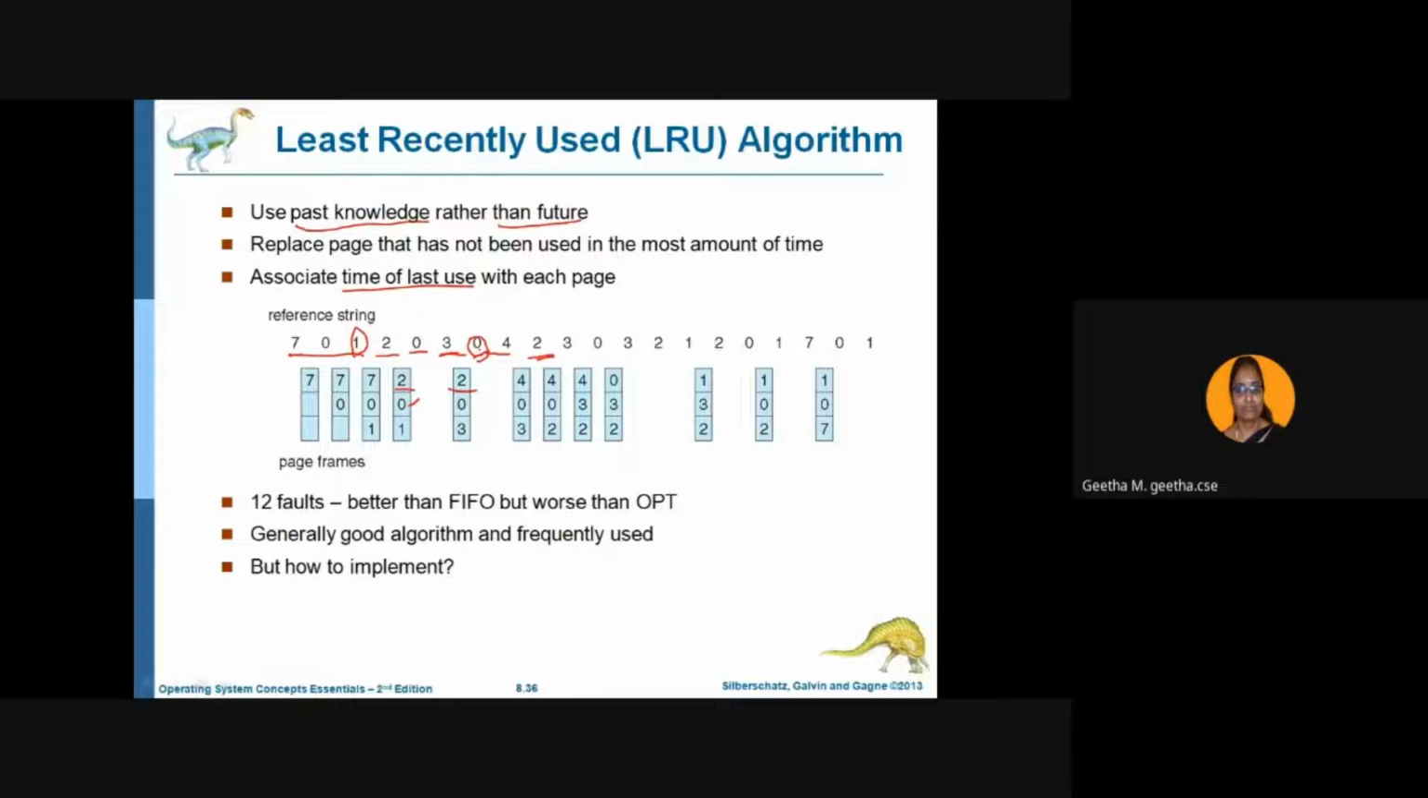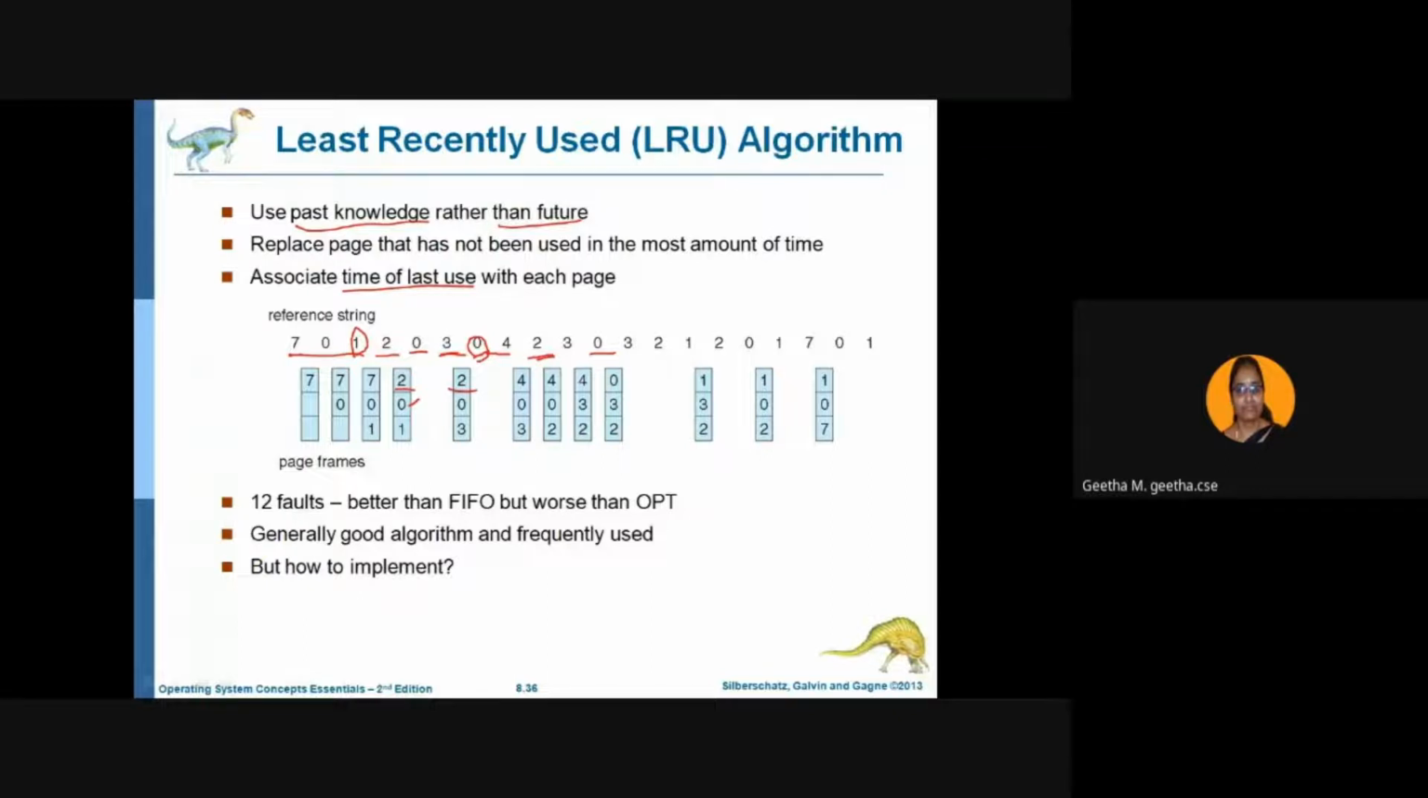So this is the page which is referred long back. So now this page 0 is replaced by page 3. So now the pages are 4, 3, 2. Again reference for page 0 comes. So in this case again a page fault occurs. So here it considers the page 4, 3 and 2.